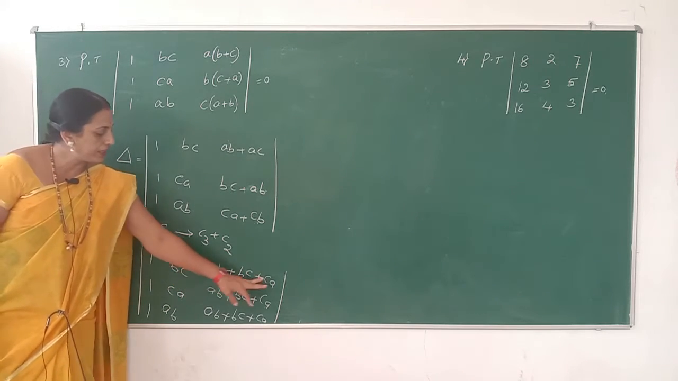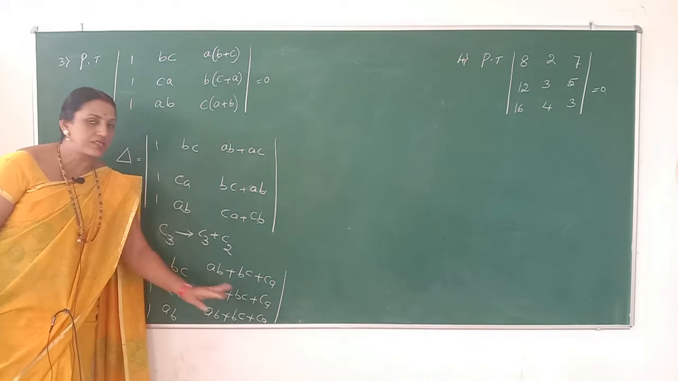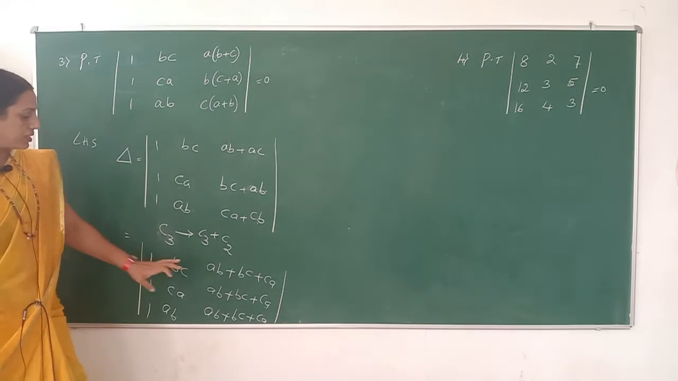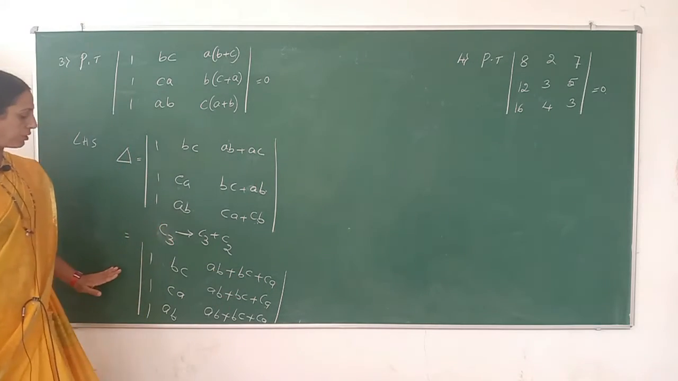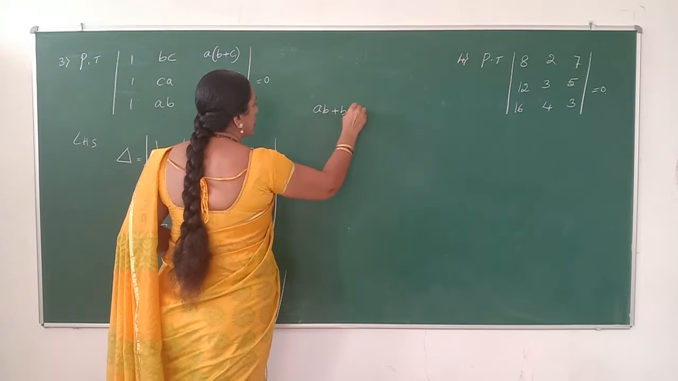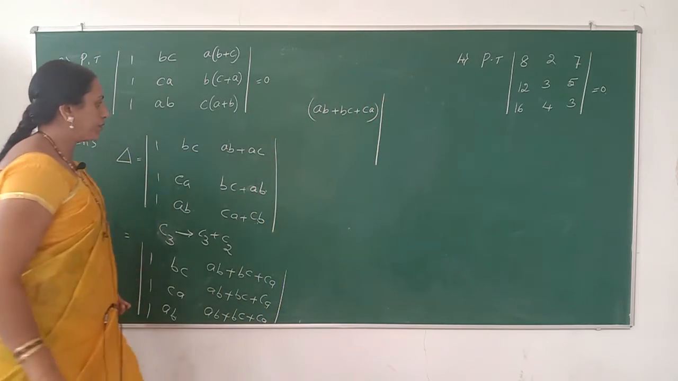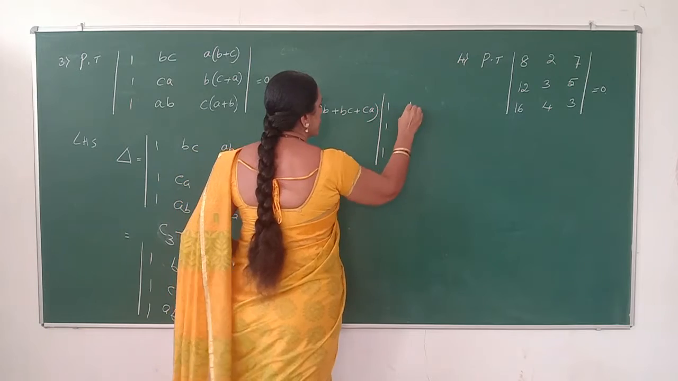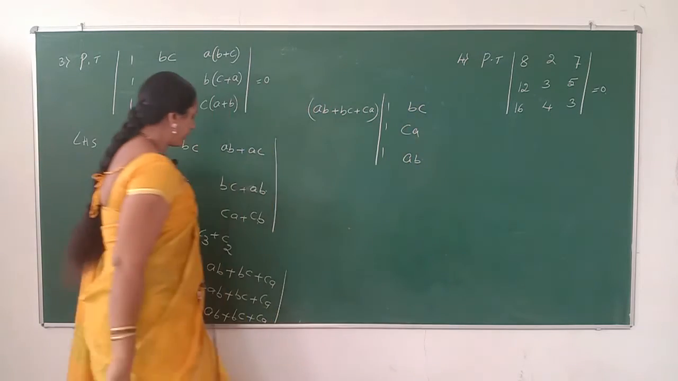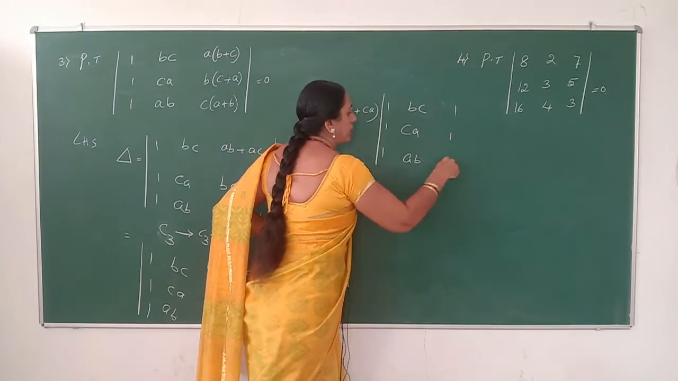All the elements are the same: AB plus BC plus CA, in each row. So by using the fifth property of determinants, we can take a common factor: AB plus BC plus CA as a common factor. So what about the remaining? The first column is 1, 1, 1, the second column is BC, CA, AB, and after taking the common factor, the third column is also nothing but 1, 1, 1.